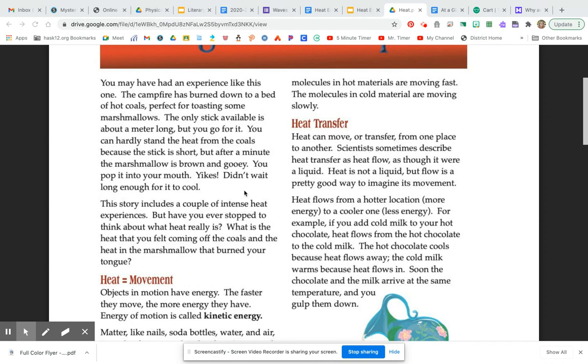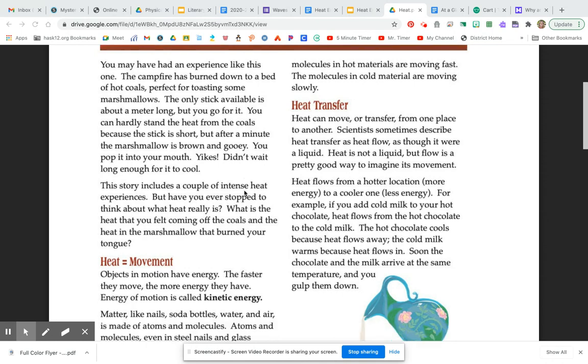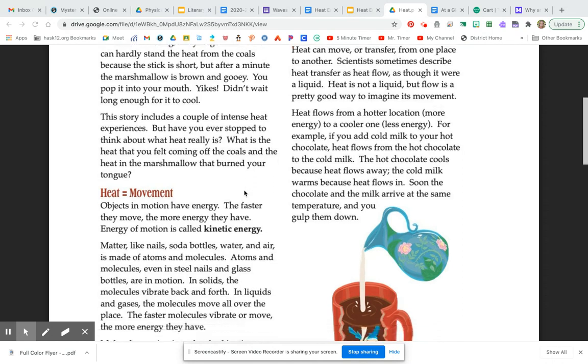For example, if you add cold milk to your hot chocolate, heat flows from the hot chocolate to the cold milk. The hot chocolate cools because the heat flows away. The cold milk warms because the heat flows in. Soon, the chocolate and the milk arrive at the same temperature, and you gulp them down.